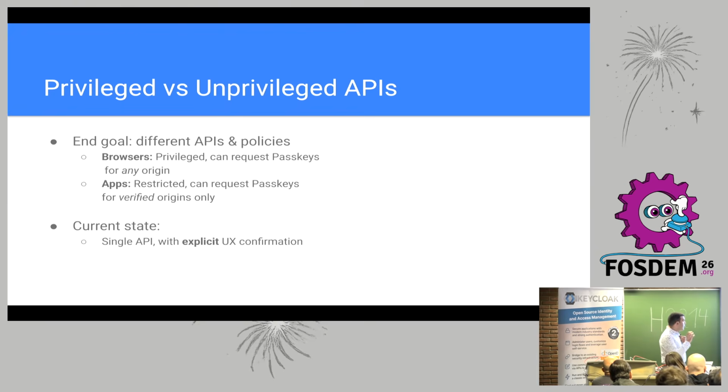So the current state right now in the implementation, there's a single API, but every request is mediated by the user. So if the user is using Firefox, they will get a prompt that says the Firefox binary wants to access a credential for this specific origin. So right now we're delegating the problem to the user, who has to decide whether that application should be accessing that credential.